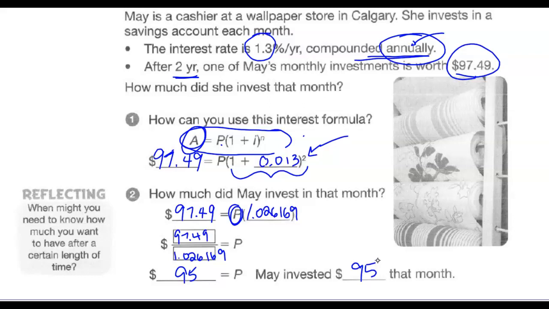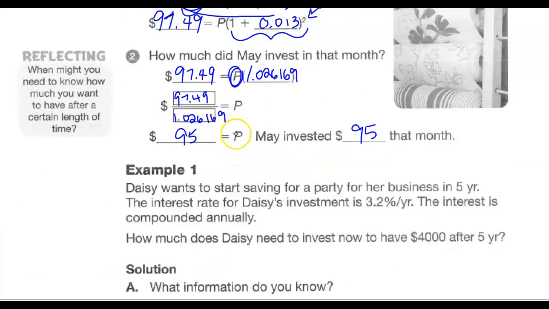$95.00, which is $95. So not a whole lot of money because that interest rate is small, right? 1.3% is not a big interest rate, but $95, that's not a whole lot of money. If she could put in 3 times as much, she'd earn 3 times as much interest. The interest that was earned would be the difference between these 2 values, right? So it would be $2.49.